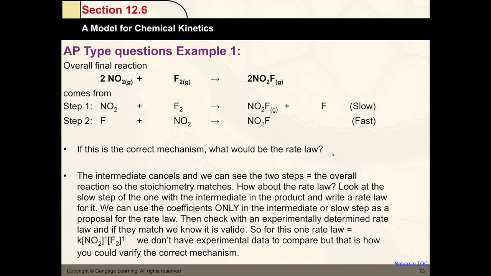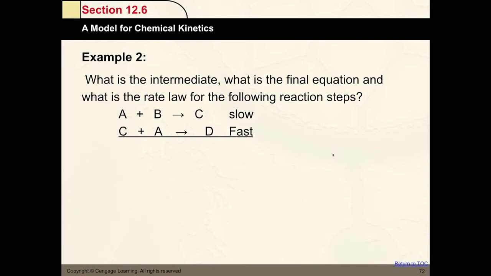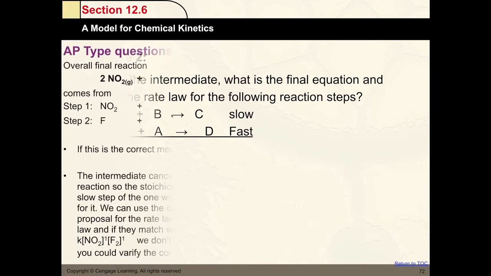So just to give you a final, I can't write on this, but your final equation would be 2A plus B arrow D. Your intermediate would be the C. And just to give you a heads up, if you wanted to know the rate law, you look to the slow mechanism to find the rate law, and we'll write those later.